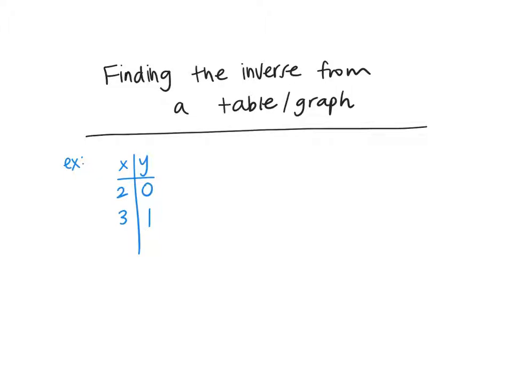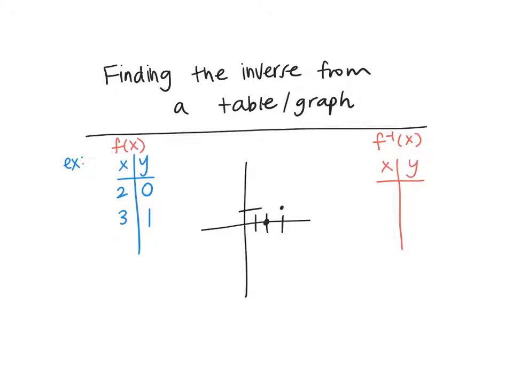How about finding an inverse from a table or a graph? Let's say I give you a table: (2, 0), (3, 1). If I were to sketch that, I would get the points (2, 0) and (3, 1). Let's call this f of x. If I asked you to find f inverse of x in terms of the table, what would you have to do? You just swap the x and y.